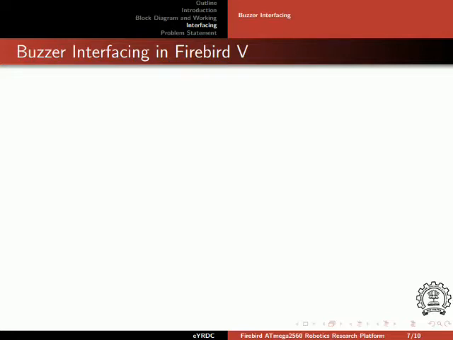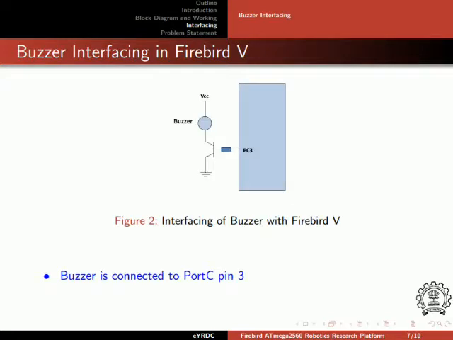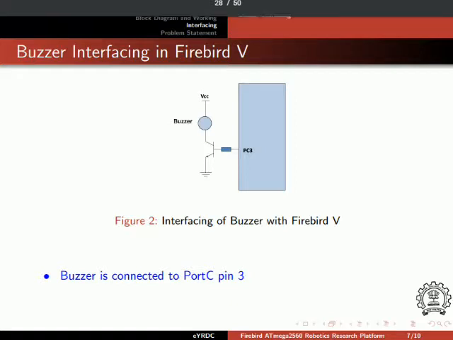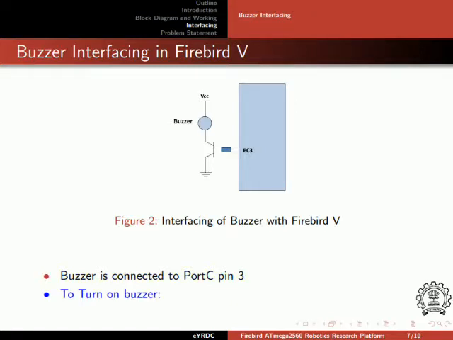The first program in this tutorial is to interface the buzzer on Firebird 5 robot. Buzzer is connected to port C, pin 3. This is the simple diagram of buzzer connection in which buzzer is connected to port C, pin 3. As shown in figure, to turn on the buzzer, we send logic high on pin 3 of port C. And to turn off the buzzer, we must send the logic low on pin 3 of port C.